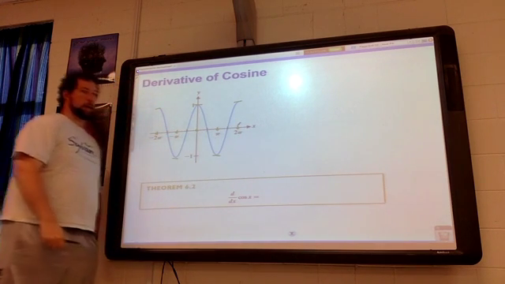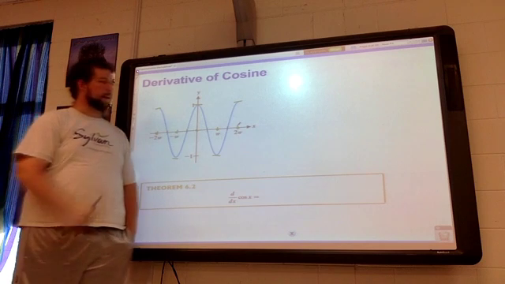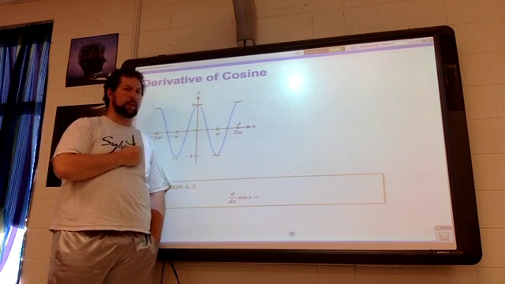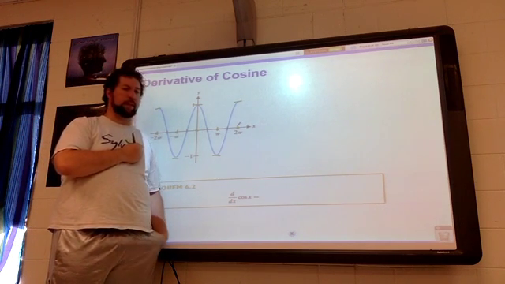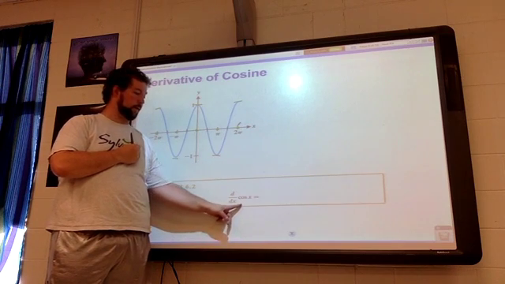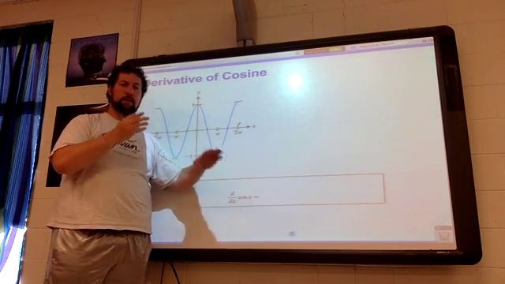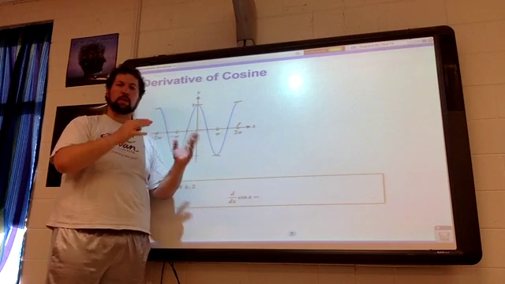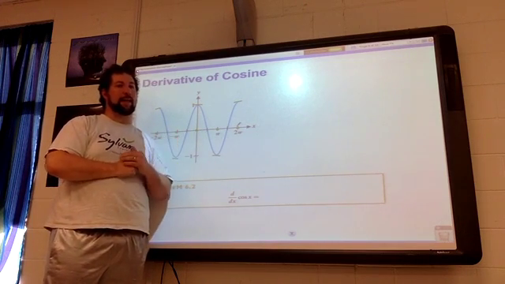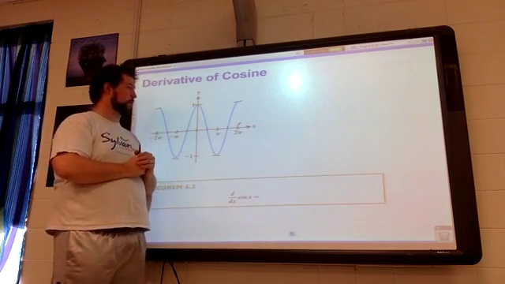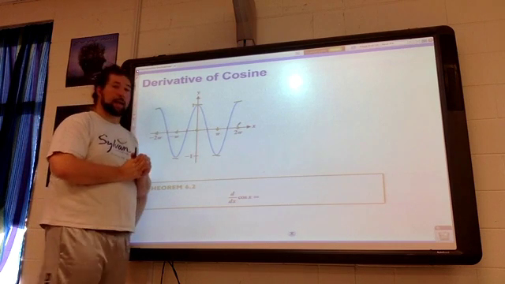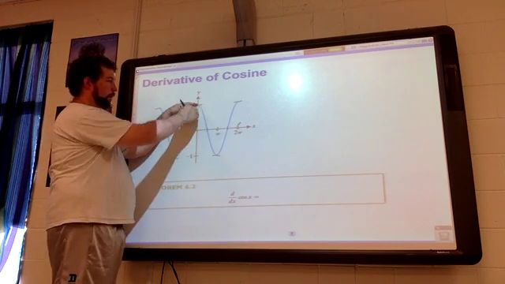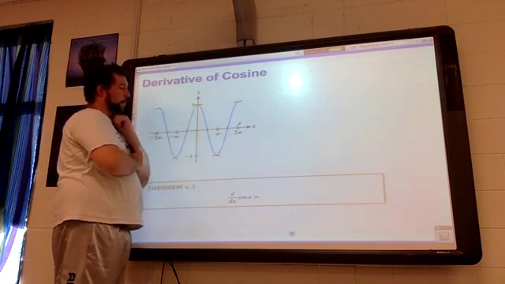And if you're looking carefully, you might realize, hey, that's where the sine graph crosses the x-axis. So what are the chances that the derivative of cosine is sine? Because the derivative of sine was cosine, does it work the same way? Well, not exactly, almost. All right, again, let's analyze the slopes of the cosine graph.